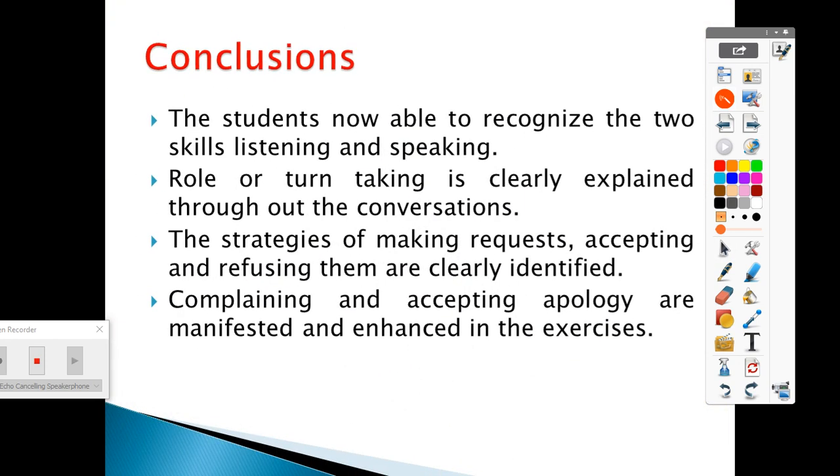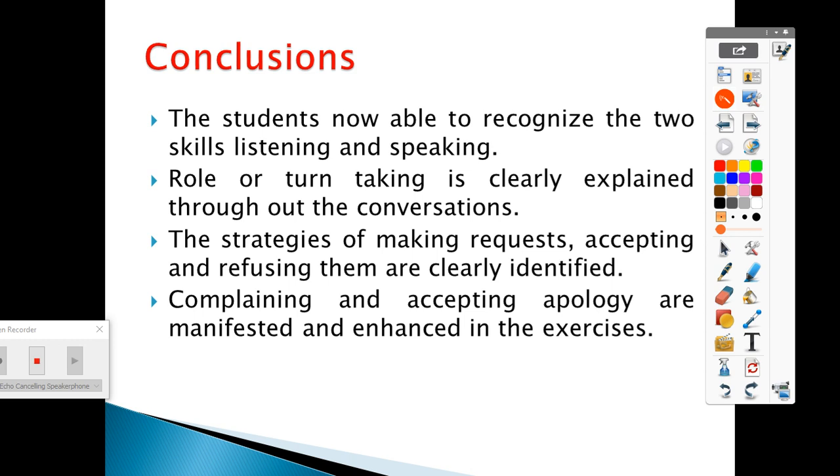Now conclusions. Now we have come to the conclusions of the lecture. The first conclusion is that students are now able to recognize the two skills, listening and speaking. Of course, when you speak to someone, you are listening to him and you are speaking to him. When he speaks, you are a listener, and when he listens, you are speaking, and vice versa. So in every English conversation and every daily conversation, whether it's English, Arabic, Finnish, Persian, or Turkish, you are using the same strategies.